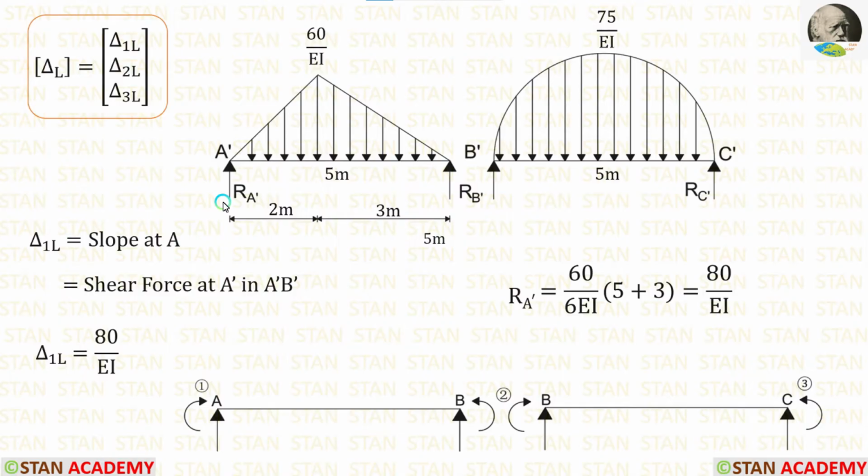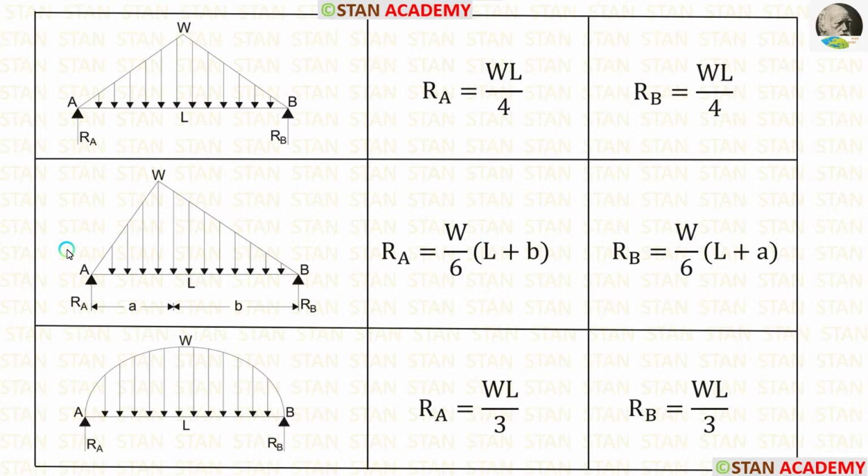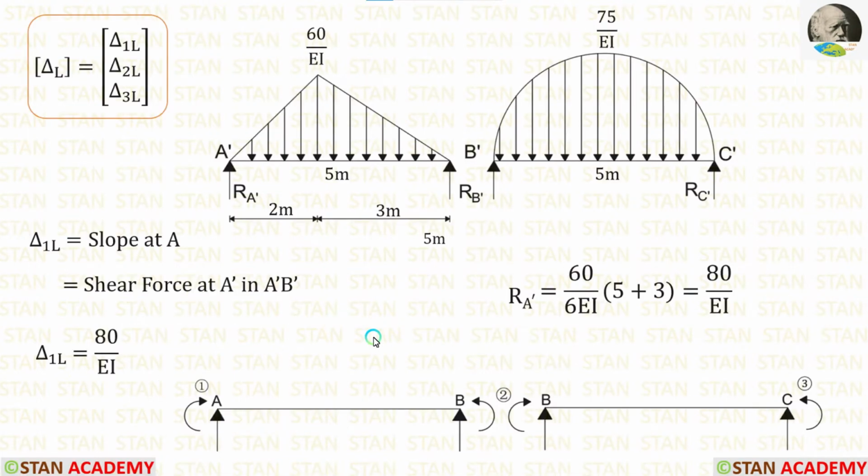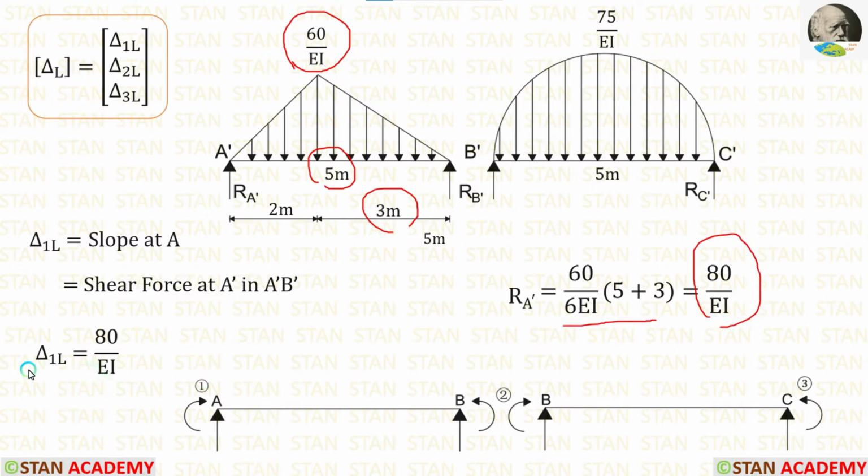We can apply a formula to calculate RA dash easily. If UVL is acting in a simply supported beam in the shape of an unsymmetrical triangle, the formula to find RA is W upon 6 into L plus B. Let us apply the formula and find out RA. Here W is 60 upon EI, L is 5, B is 3. When we apply inside the formula, we get 80 upon EI. So delta 1L is equal to 80 upon EI.